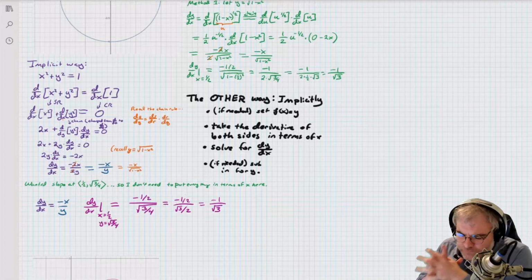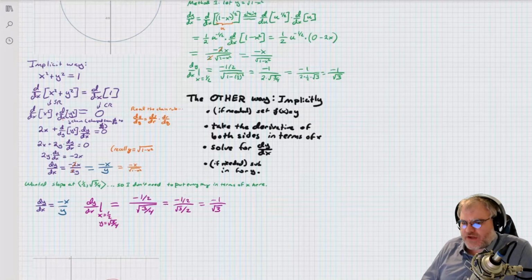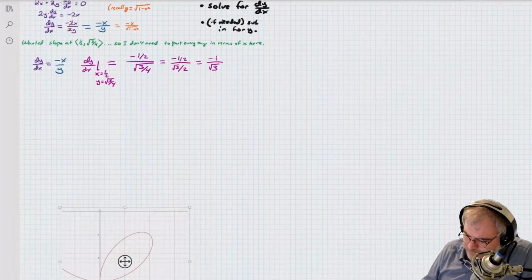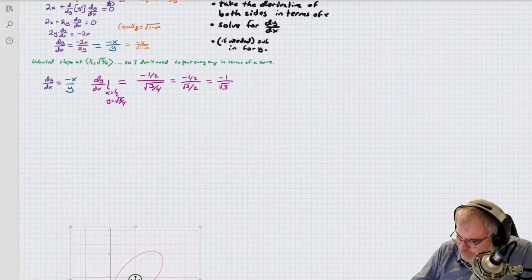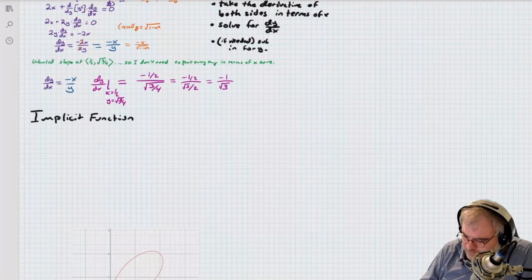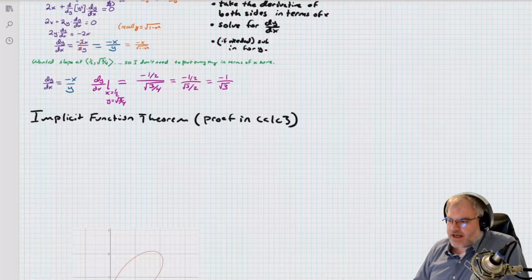Well, there's two things that are weird about this. Why can I do this? Well, the reason I can do this is something called the implicit function theorem. All right. And the implicit function theorem basically says the following. It's a Calc 3 concept that we're kind of importing.